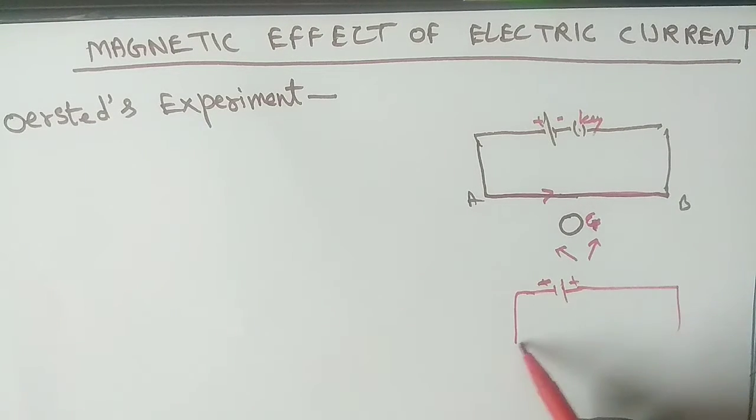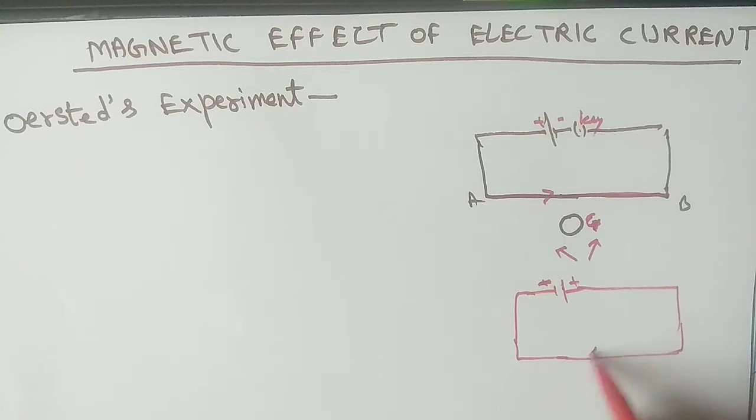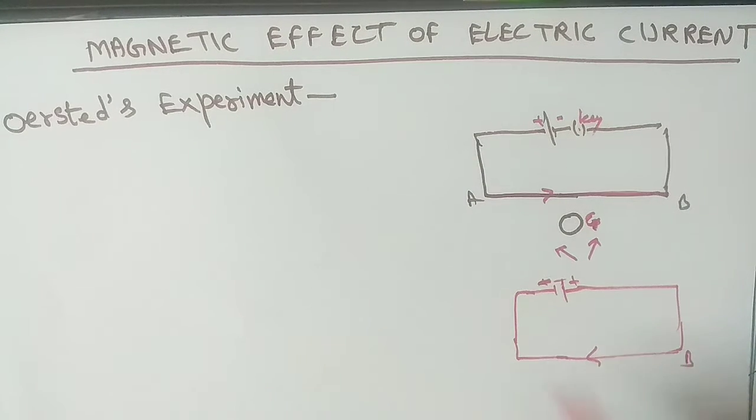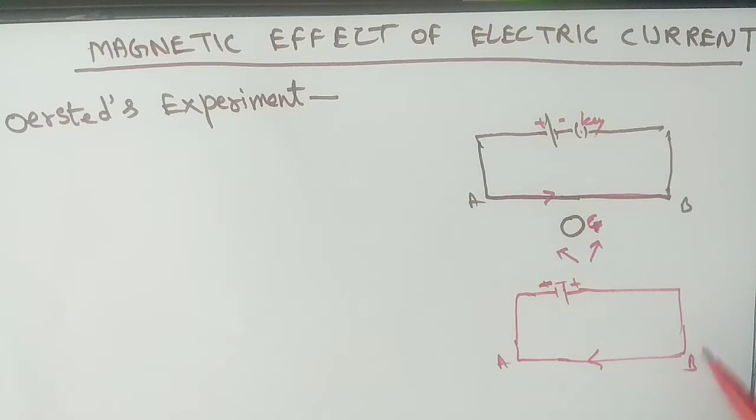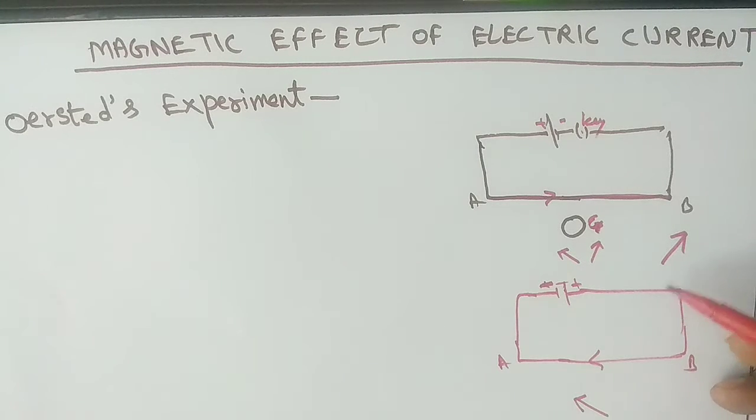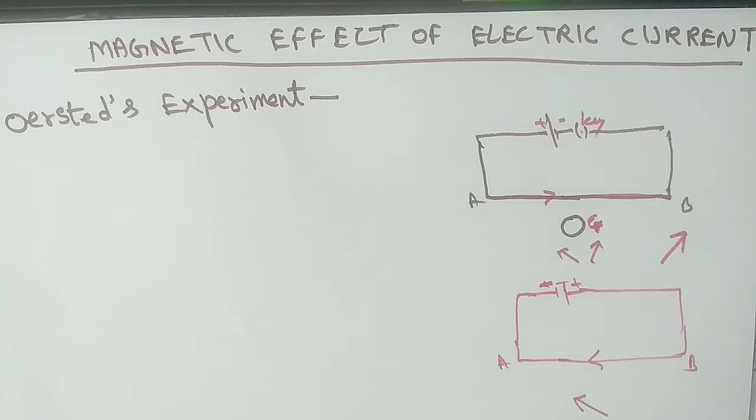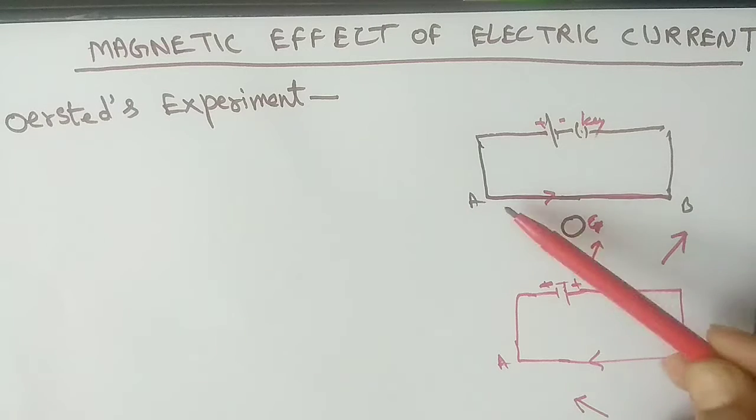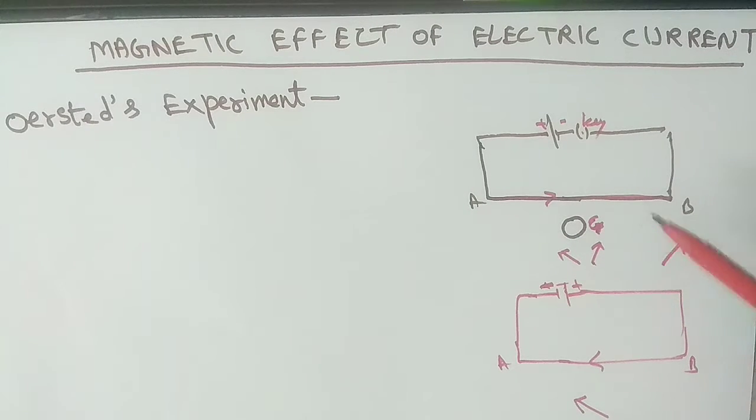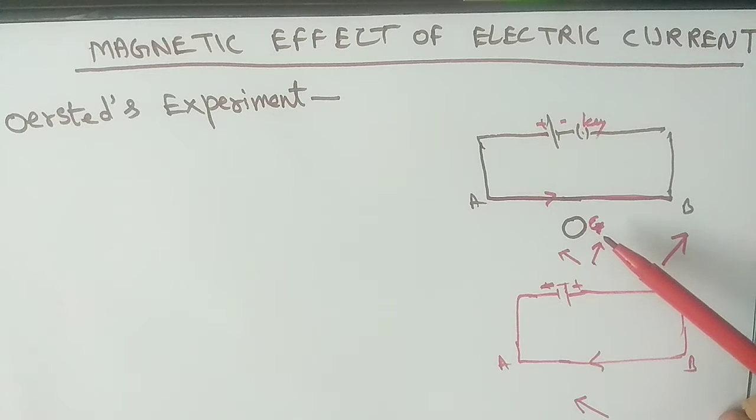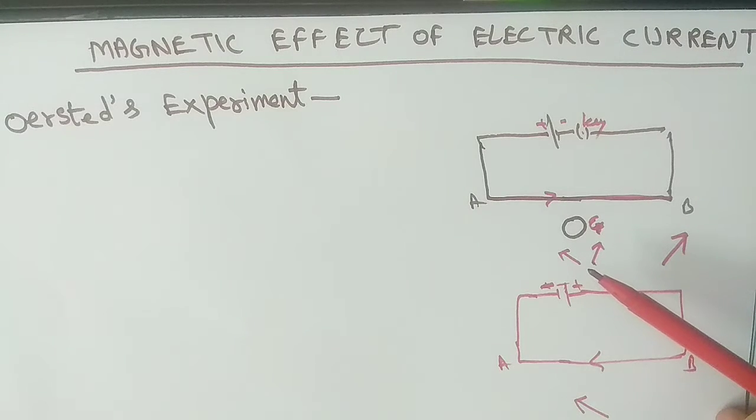In this other arrangement, the current is flowing from positive to negative, suppose from B to A, and we see the deflection is now in the opposite direction. Initially it was in a particular direction and now the direction is totally reversed. So it confirms that this deflection is only due to the flow of the current, and the deflection in the magnetic compass is only possible when the current is producing a magnetic field, because the compass will deflect only in the presence of a magnetic field and due to the magnetic force.